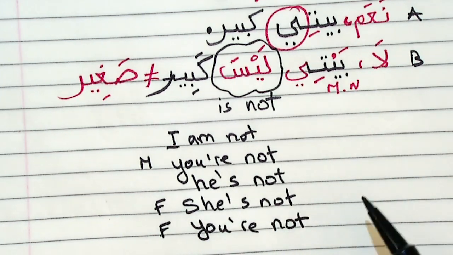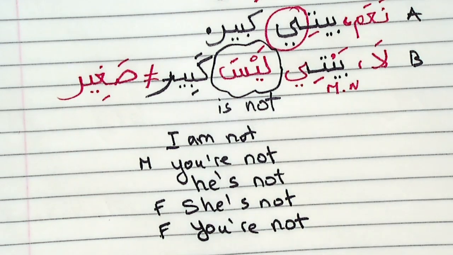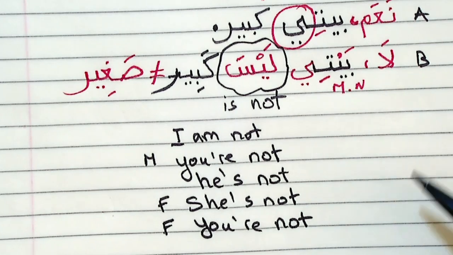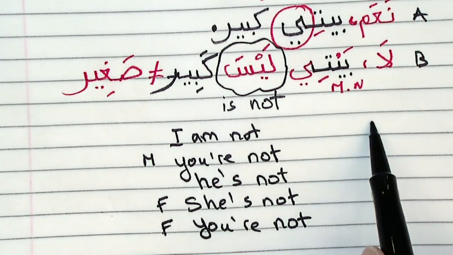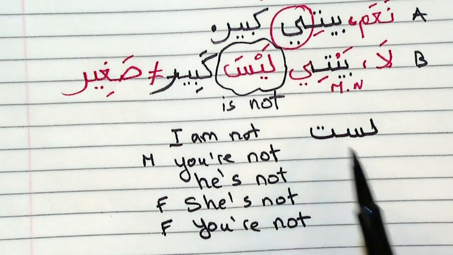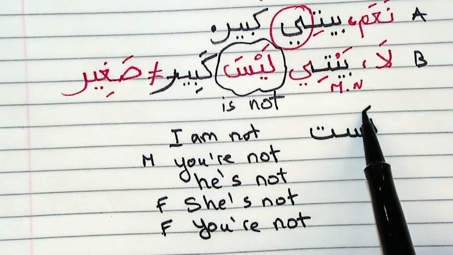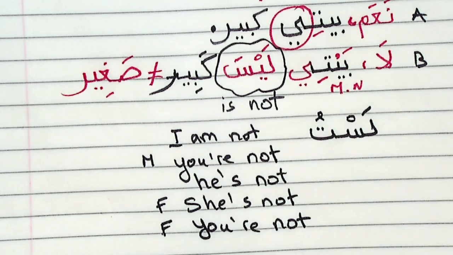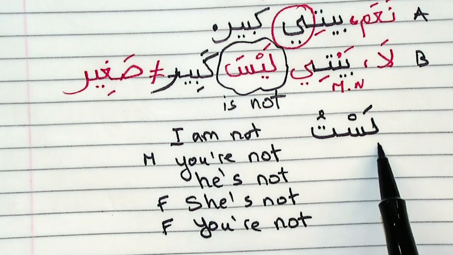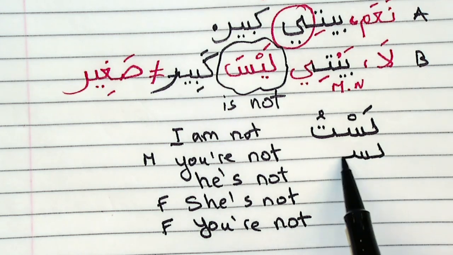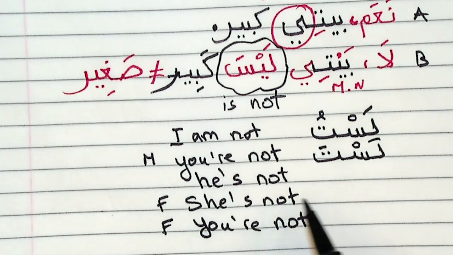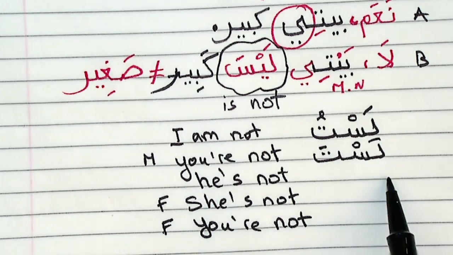So what we do is we have laysa. Laysa is basically the root, which means "is not". I am not, we say lastu. There is no ya right here. Lastu. You're not, lasta. He's not, laysa.